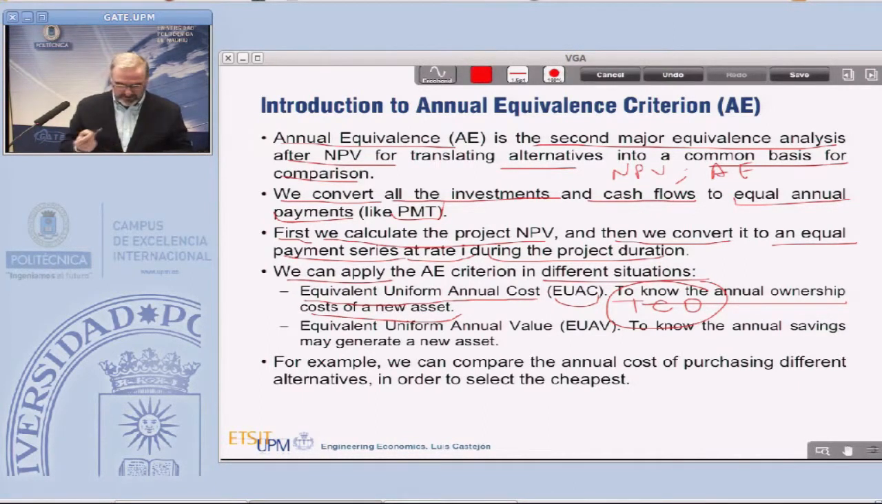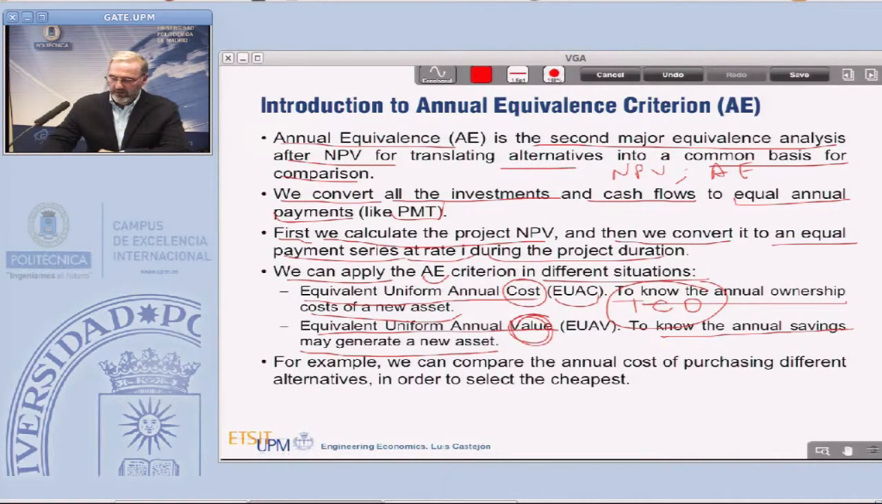Another use of the annual equivalent criterion is the equivalent uniform annual value. The difference is that one is cost and this is value. There are investments that can generate savings for a company, and with the equivalent uniform annual value, we are able to know the annual savings a new asset may generate.